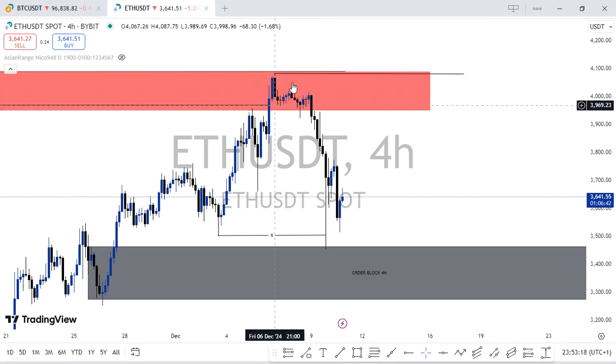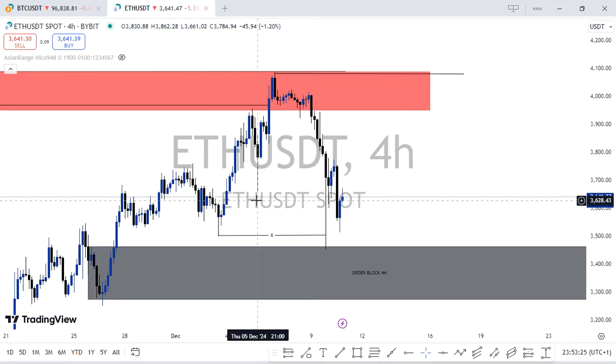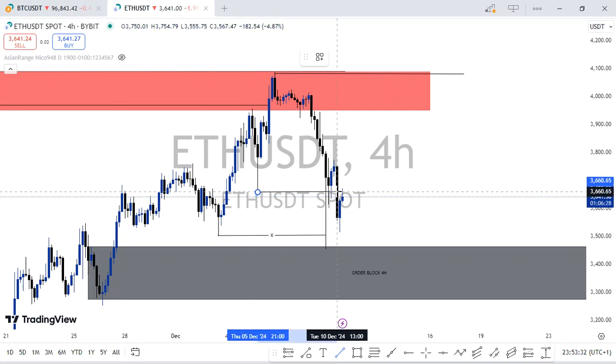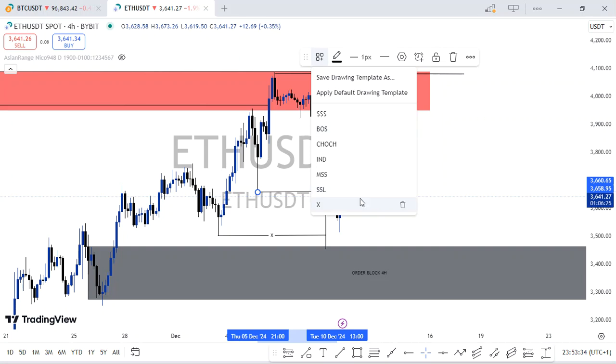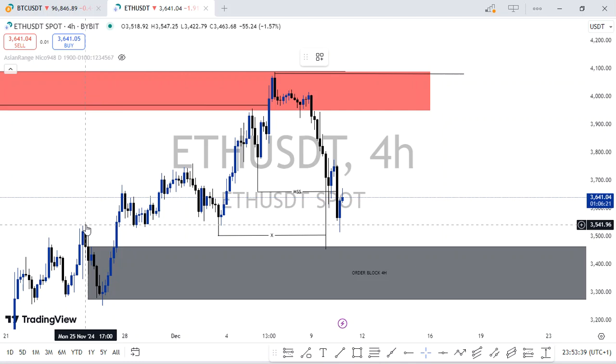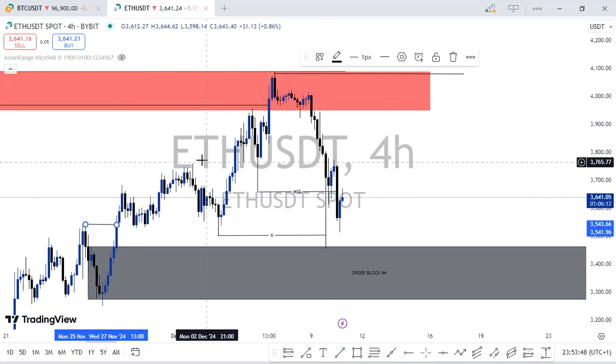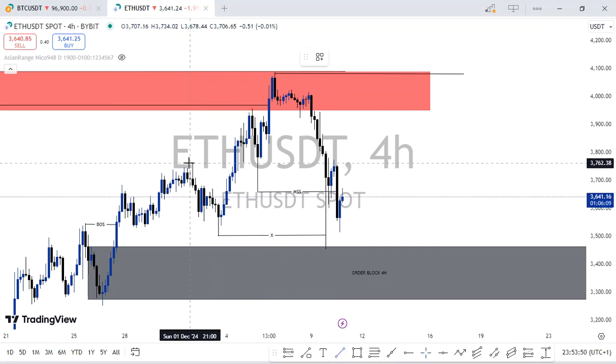Then price came back all the way up to the extreme of the supply zone before making this impulsive downward move. So we could hypothetically label this as a break of structure here, or a shifting market structure. I think that would be a much more preferable term, shifting market structure. Why? Because price was moving in an uptrend, causing a series of breaks of structure to the upside. Here we can see we have a break of structure, a break of structure there, we equally have another one here, another break of structure here.